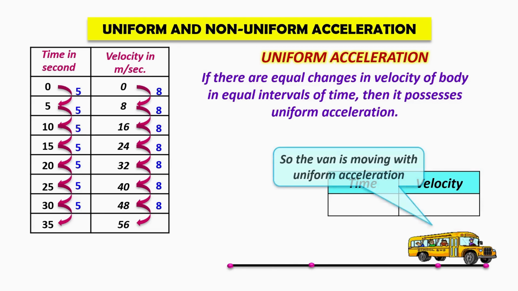This clearly shows that equal intervals of time, equal change in velocity. Therefore, the van is moving with uniform acceleration. So, we can conclude, if a body shows equal changes in velocity in equal intervals of time, the acceleration is called uniform acceleration.